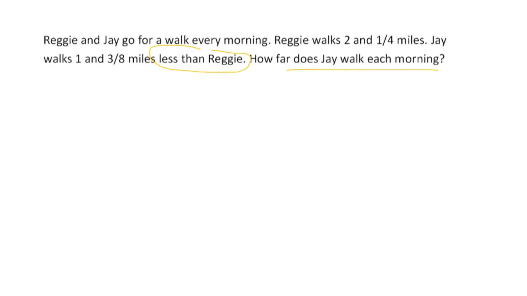But that's not what we're seeing here in our clues. Our clue says he walks that much less than Reggie. So to find the difference between them, that's going to give us how much Jay walks. We have to use Reggie's number of 2 1/4 miles, and from that, we're going to subtract 1 3/8. That will tell us how far Jay walks every morning. Okay, it's not that he walks 1 3/8 miles. He walks 1 3/8 miles less than Reggie.